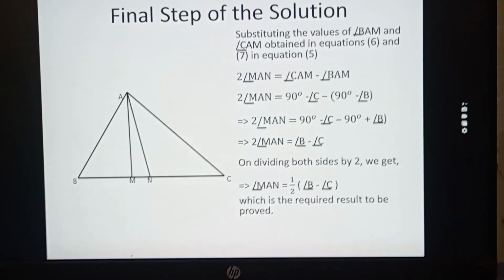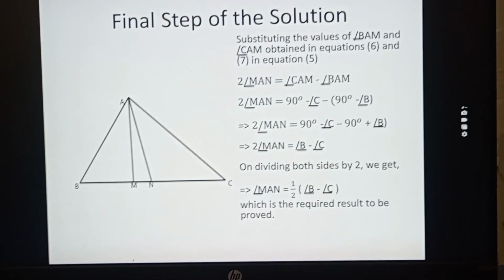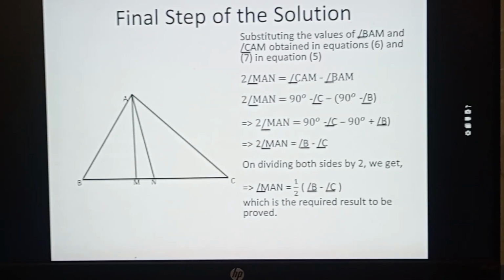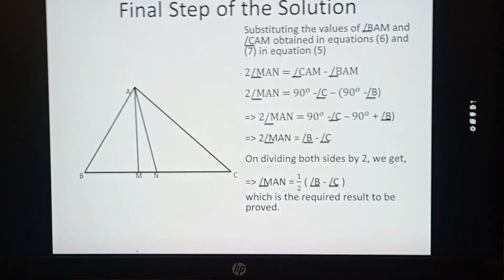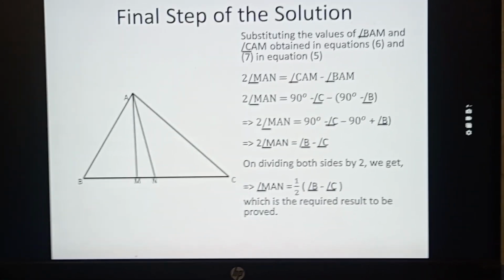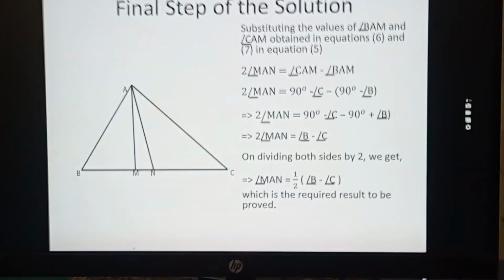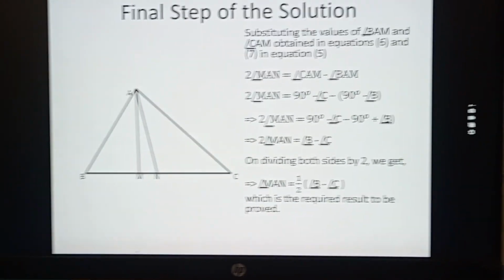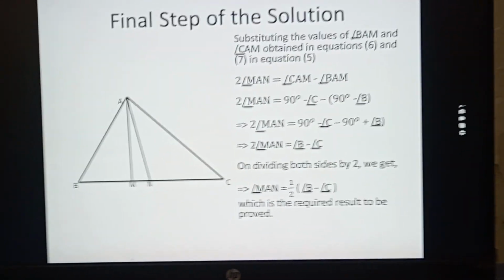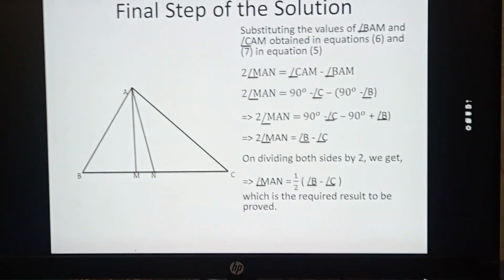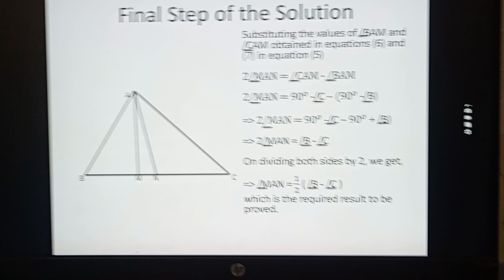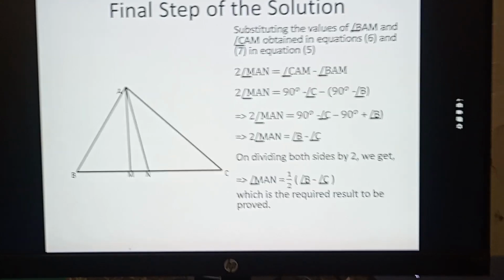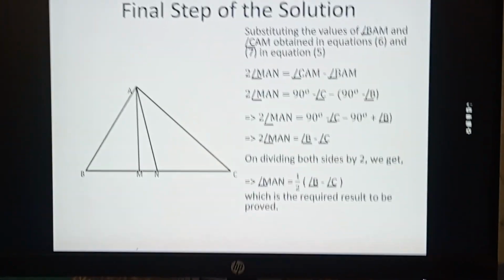Though it is a long procedure, it is a simple concept. In this second general case, we are using only the angle sum property, and some manipulation is required. So this forms the thinking skills for a few more questions. A few more questions are yet to come. They follow the same pattern. So keep watching. This is the required result to be proved.